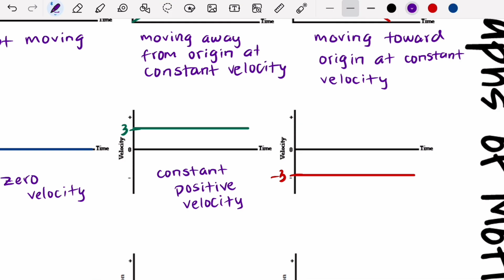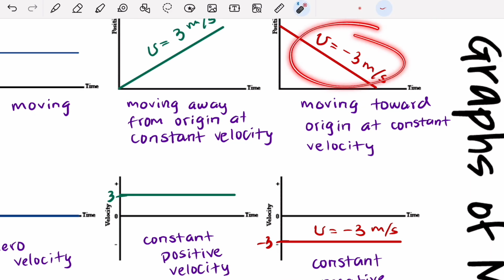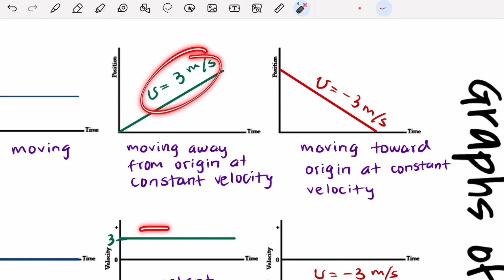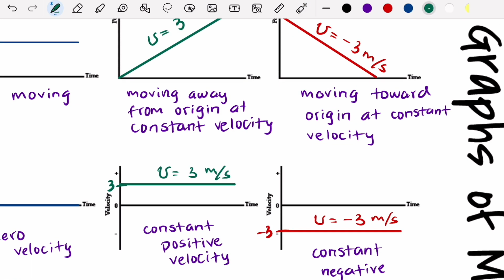And then I forgot to write this is constant negative velocity. And let's add that we have a velocity of -3 meters per second, just so we can make that connection between the slope of this line and this line. Likewise, I'm going to add 3 meters per second here, just so we can keep making that connection. In the next video, I'll show you what happens when we have acceleration.